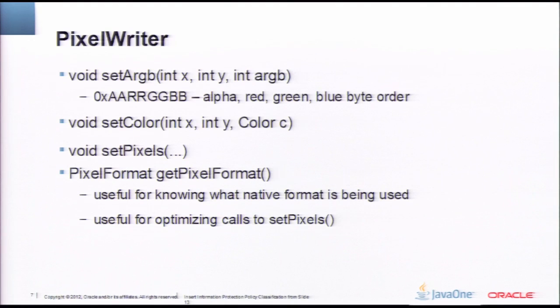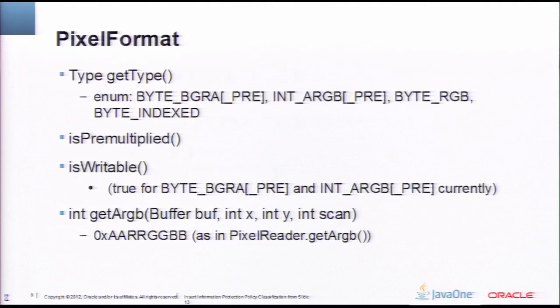A pixel writer is almost perfectly analogous to that. All the gets are just sets, and they take the corresponding argument. There are several set pixels methods as well, and also a get pixel format, which hopefully will agree with the pixel reader if you're talking to a writable image. And it basically lets you know which format is optimal for transferring bulk pixels.